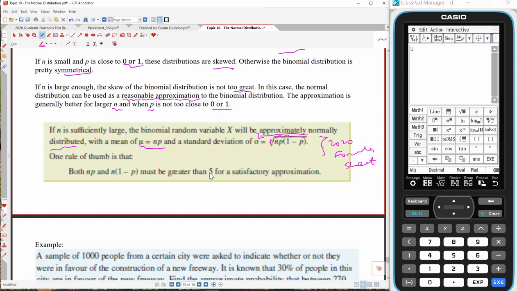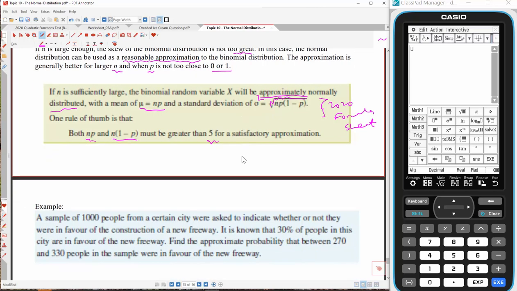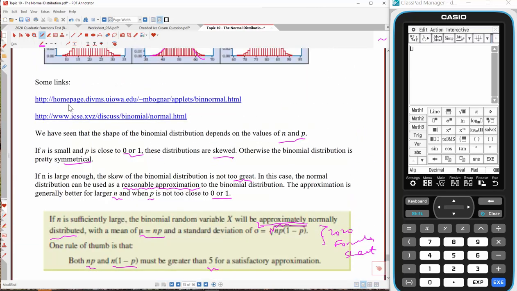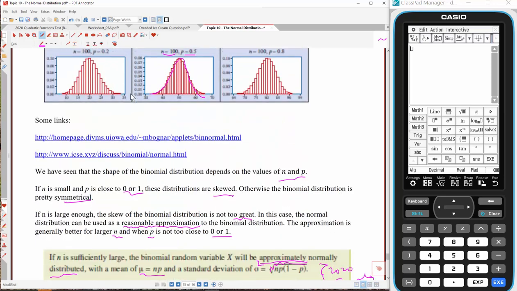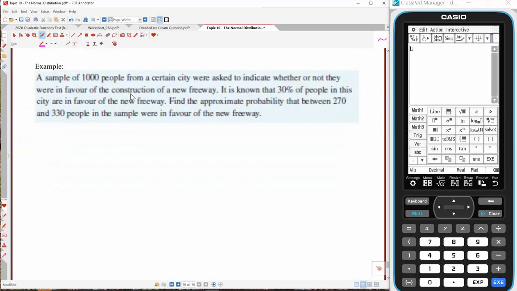And how to know whether you're safe to use the normal approximation? Well, np and n multiplied by (1 − p) must both be greater than 5 for a satisfactory approximation. Anything less than that, and it means we've got some sort of skewed distribution. It's just not enough trials, or it leans too far to the left or right for it to be considered a reasonable approximation.